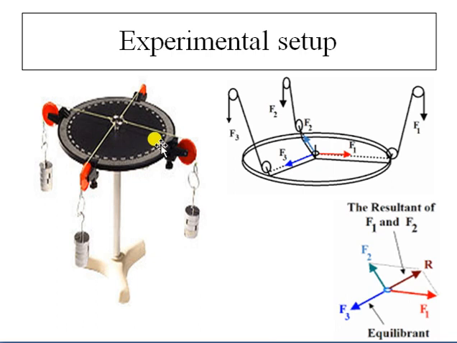Then we attach a ring with different kinds of weights and make sure that the ring is in equilibrium condition, that is, exactly at the center of the whole board. This board has different dimensions which are represented on the sides. If we look at the free body diagram of this image, it will look something like this: the ring at the center and different forces acting in different directions.